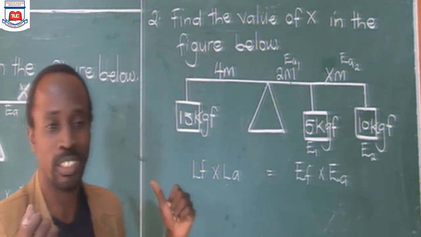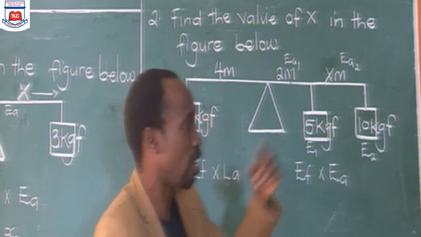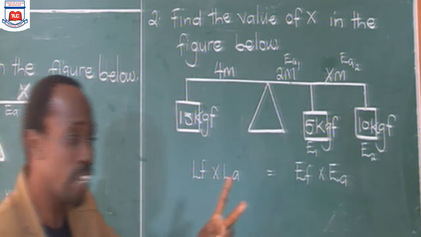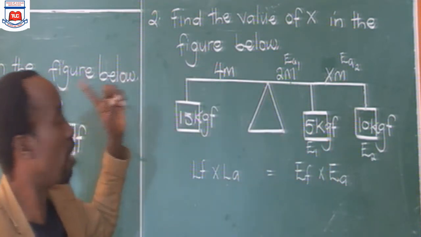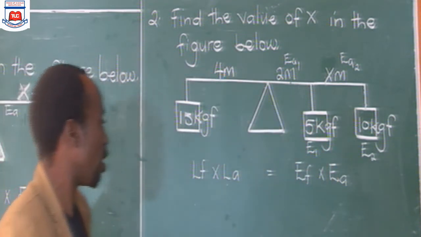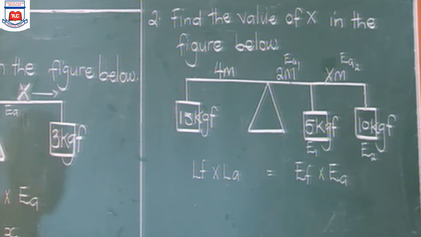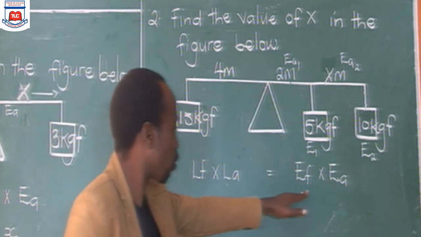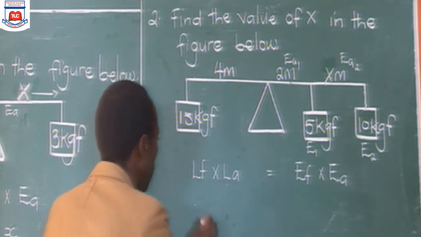Remember the previous example, we've been having one weight this side, one weight the other side. Now at this moment we have 2 weights on one side to balance one weight on the other side. Are we together? All right. Let's try to change our formula a little bit.